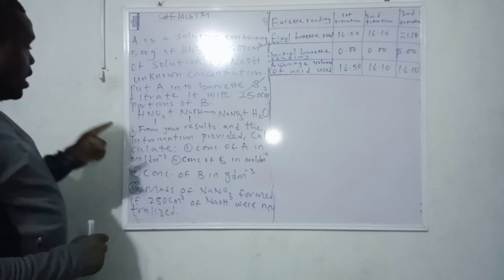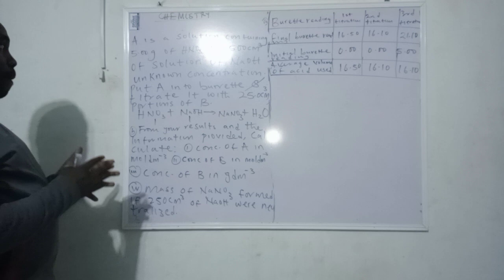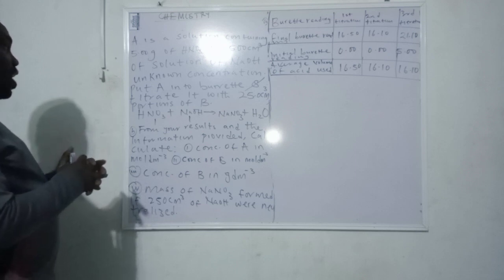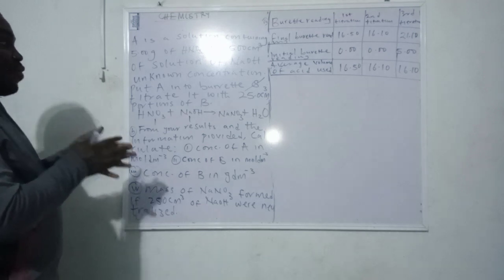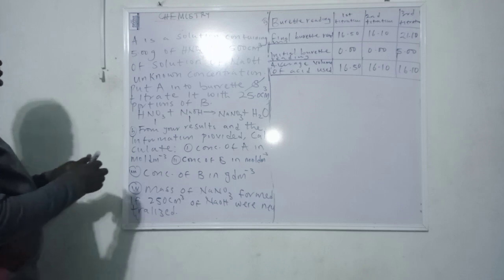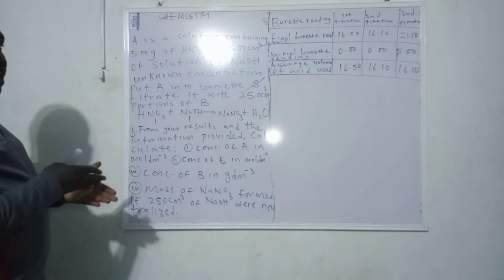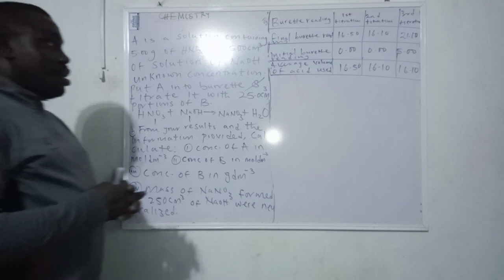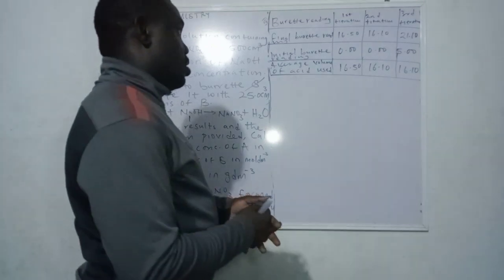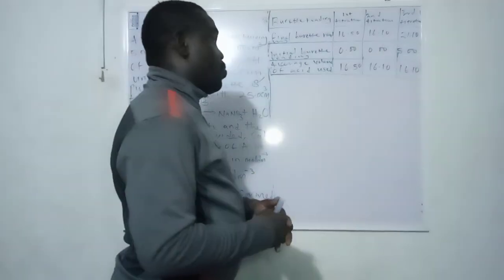Now, look at what we are told to find. We are asked to find the average volume of the acid used. That's actually portion A, which I didn't write there. So we are to find the average volume of the acid used.